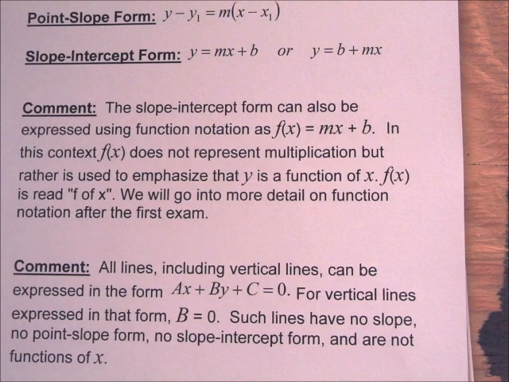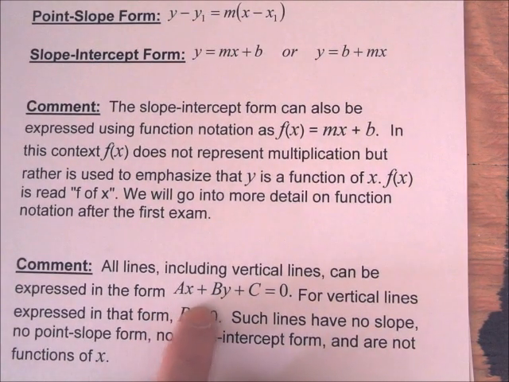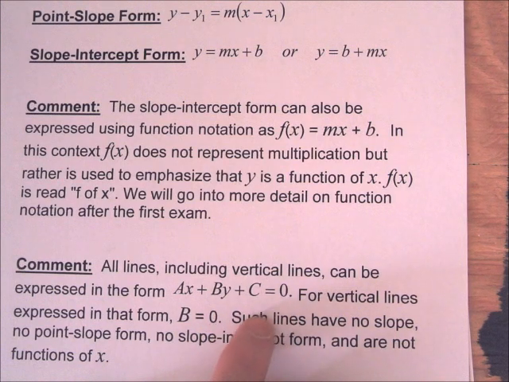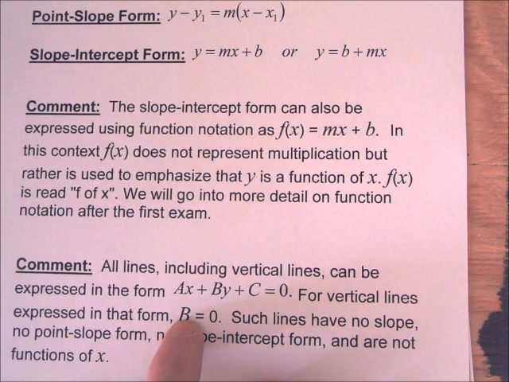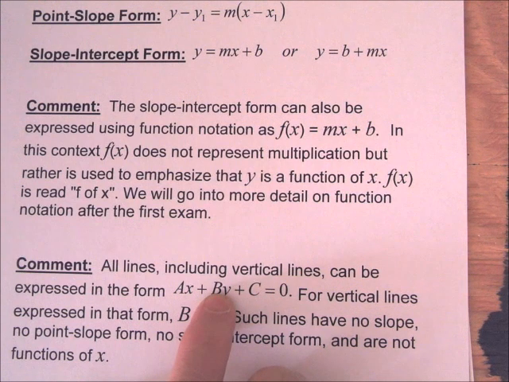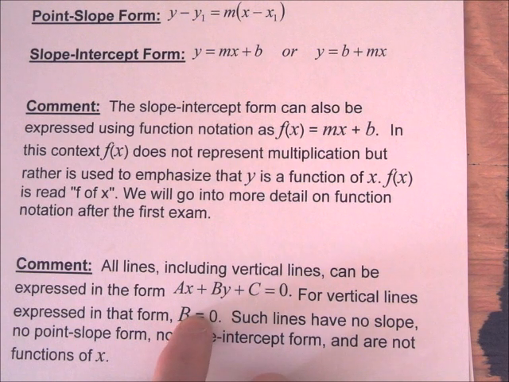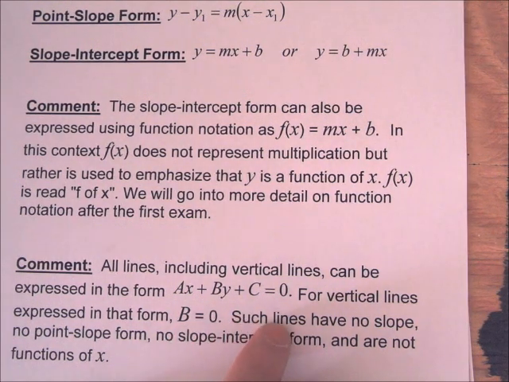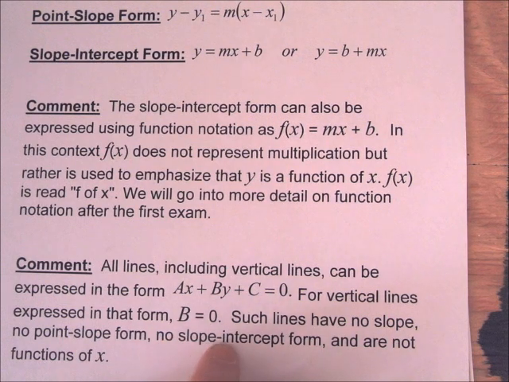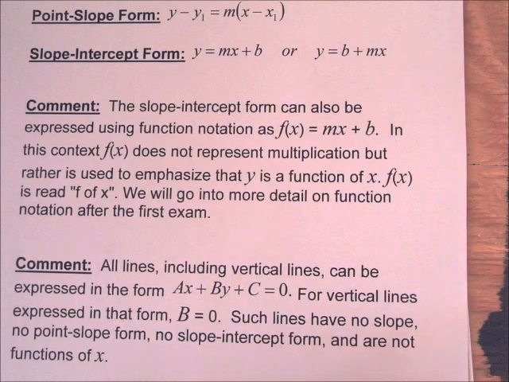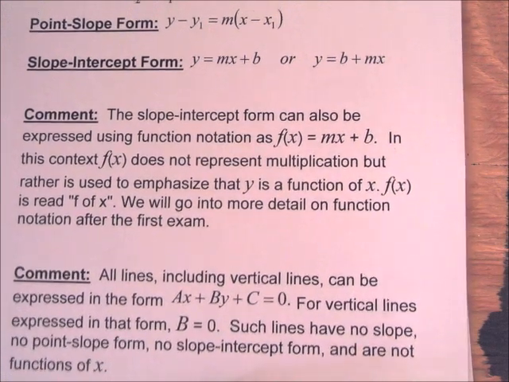And all lines can be written in the form ax plus by plus c equals 0. But vertical lines cannot be expressed in that form. For vertical lines, b is equal to 0. And such lines have no slope, no point slope form, no slope intercept form. And they are not functions of x. Okay, so I'll go over some of the other formulas, and then we'll get into some specific examples.